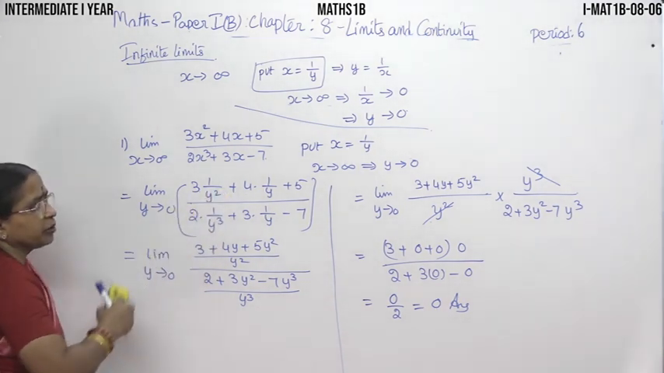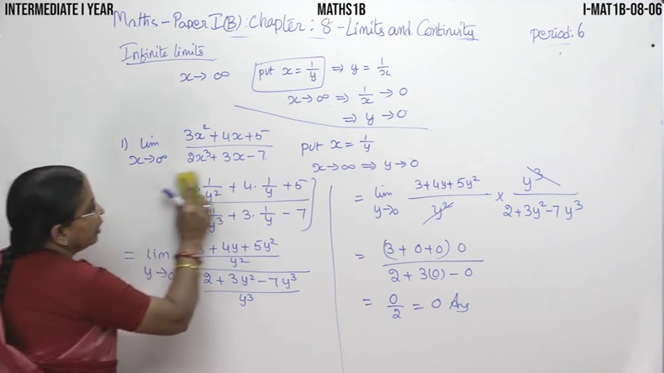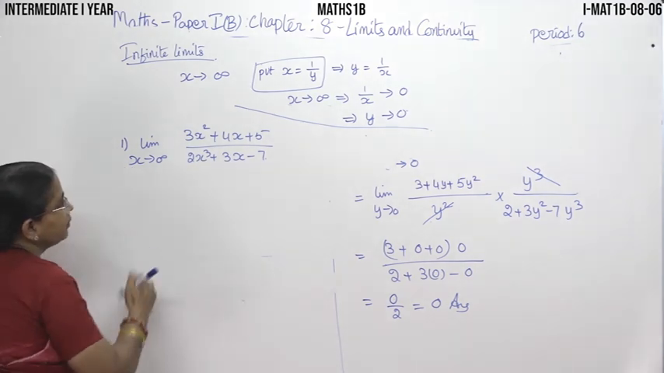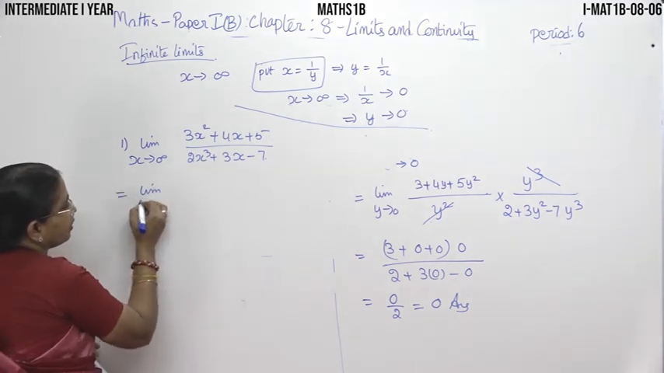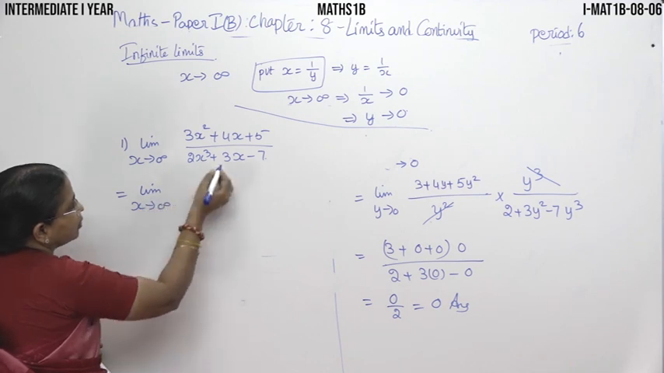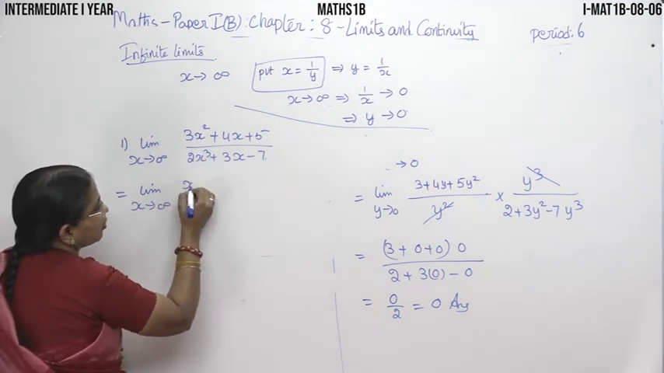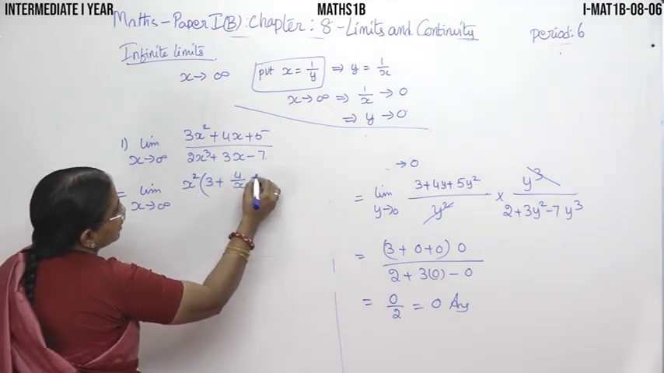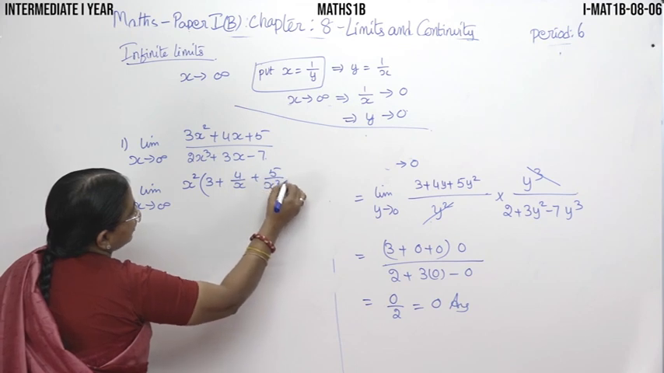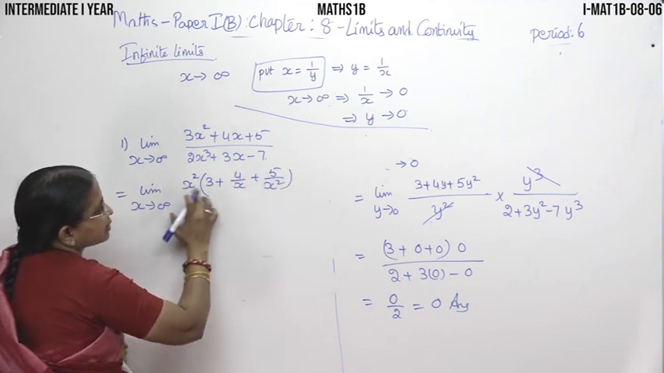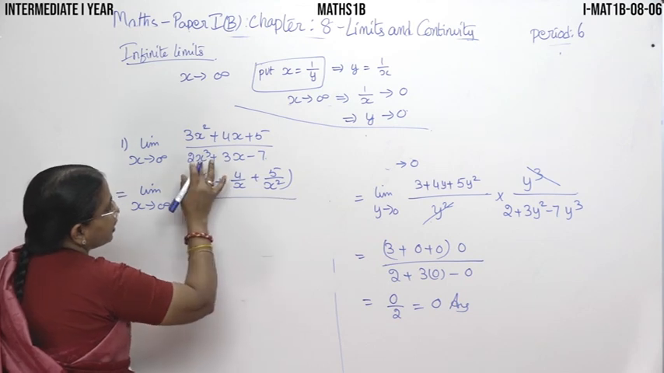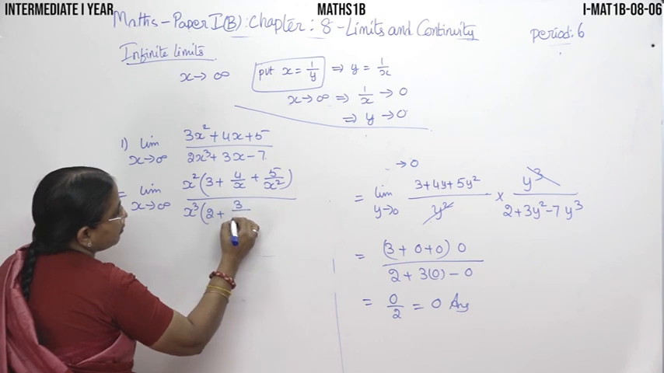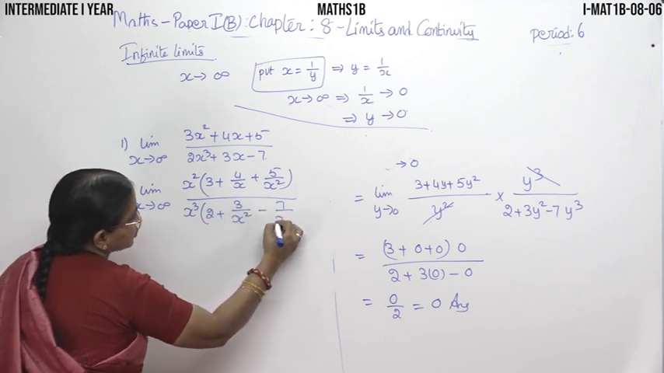This is one method, where you put x is equal to 1 by y and do it. Another method is without substitution also. You can do like this. You take the highest power of x common from both numerator and denominator. You take x square common, then it is 3 plus 4 by x plus 5 by x square. You can see when you multiply, you are getting 3x square, 4x like that. So from the denominator, you take x cube common: x cube into 2 plus 3 by x square minus 7 by x cube.